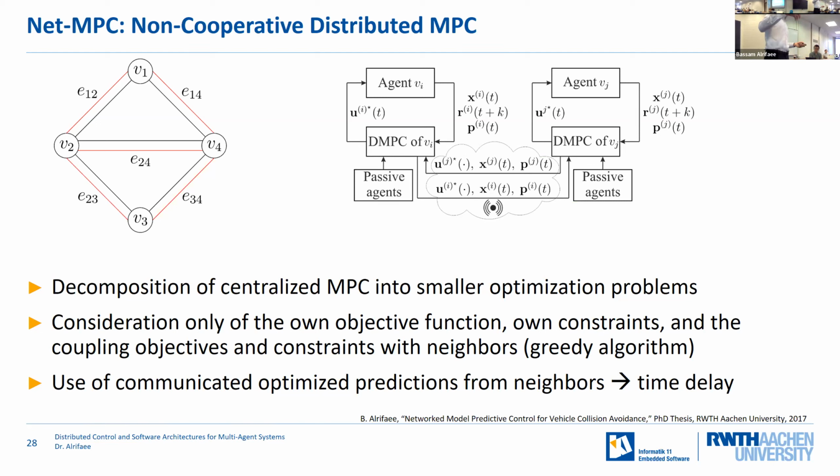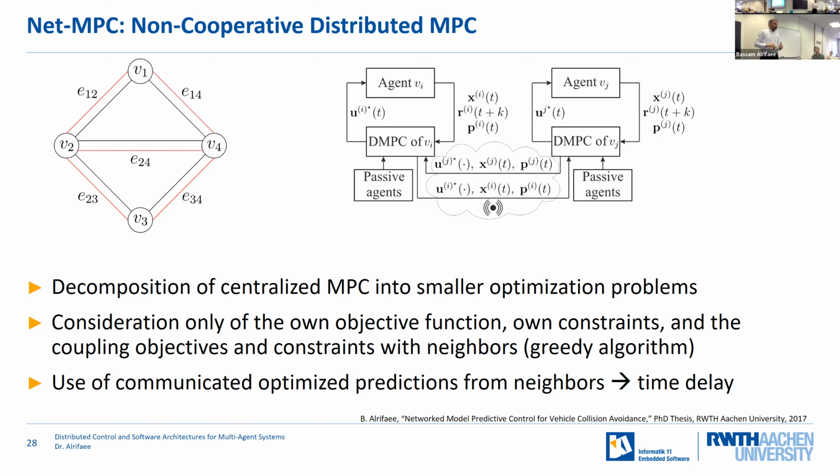So this was our solution to the cooperative DMPC. There is still work in progress, and we have another solution. It's called the non-cooperative DMPC. So we decompose DMPC again into smaller optimization problems. But the special thing here is we don't optimize for the neighbors. We use their optimized solutions in our optimization problem. So we consider only the objective function and constraints of our cell, and the coupling objectives and constraints with the neighbors coming from the optimization of the neighbors.